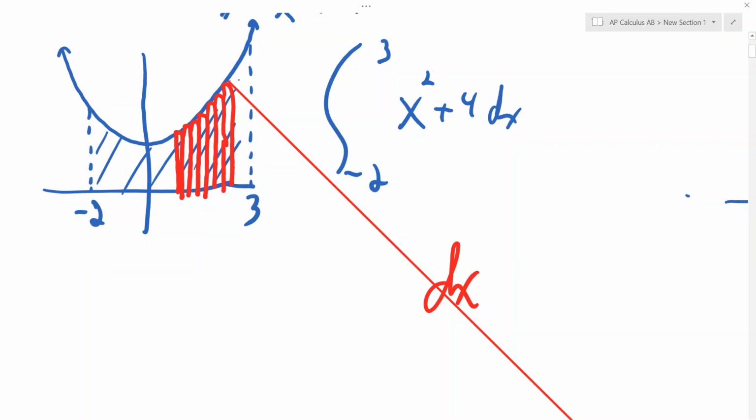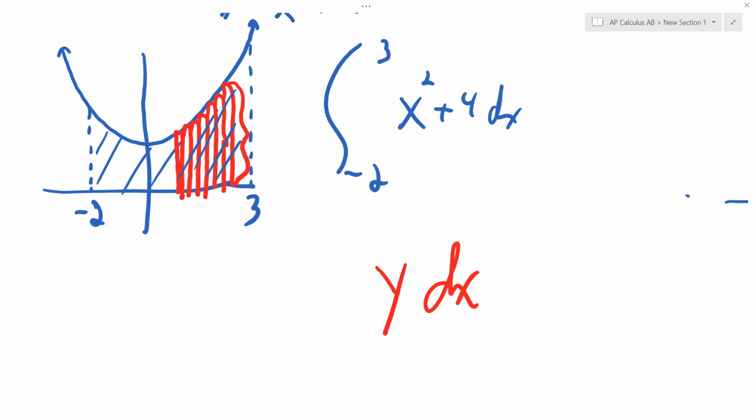The y value, okay? You're right. Technically, it's y times dx. But we can't have a y and a dx. If dx is our infinitely thin thing, then we need everything in x's. What's y equal everywhere? X squared plus 4. So all we're doing is taking a height and a width and multiplying them together. That's the area of one rectangle.